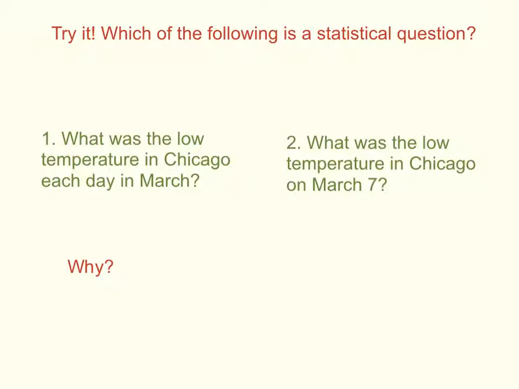Let me show. Actually, sorry, this is a try it one. Which of the following is a statistical question? The first one is, what was the low temperature in Chicago each day in March? The second question, what was the low temperature in Chicago on March 7th? I want you to think about your answer now and decide which one you think is statistical, number 1 or number 2?